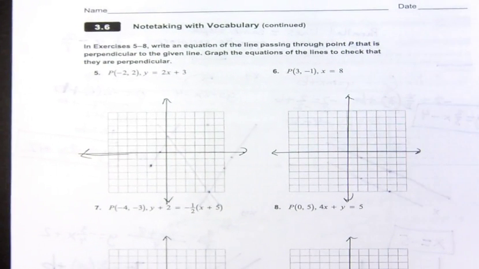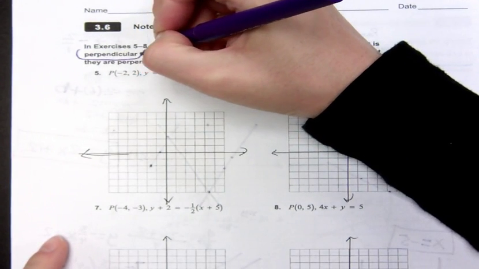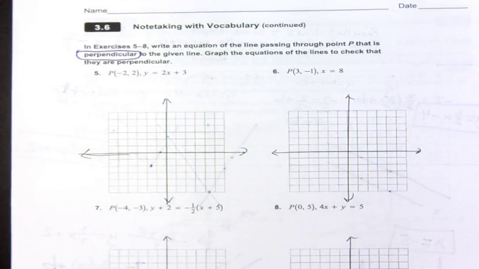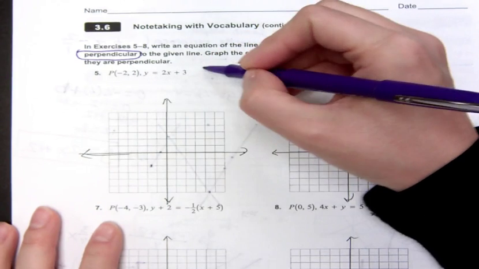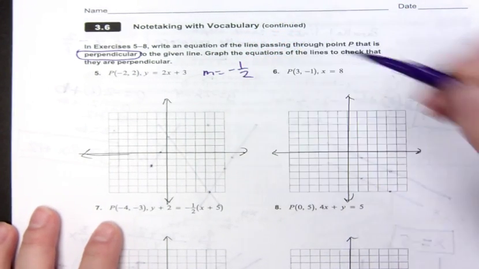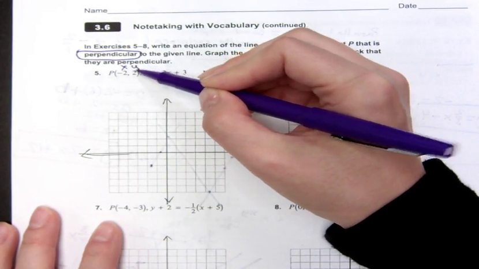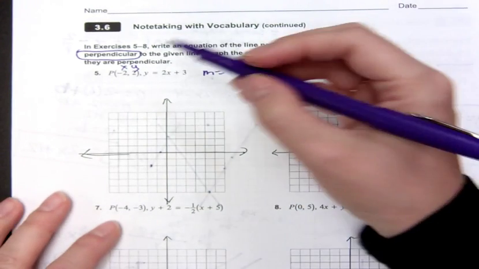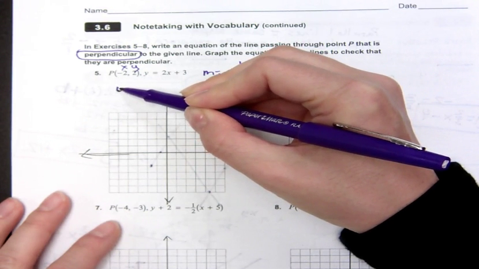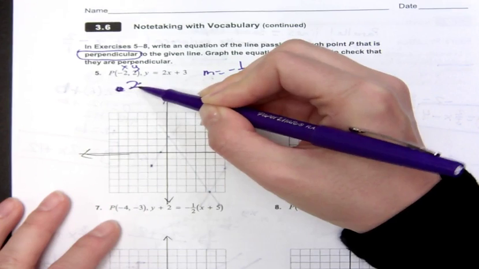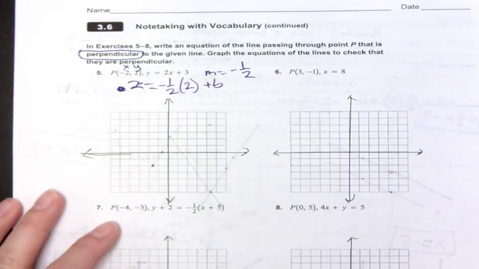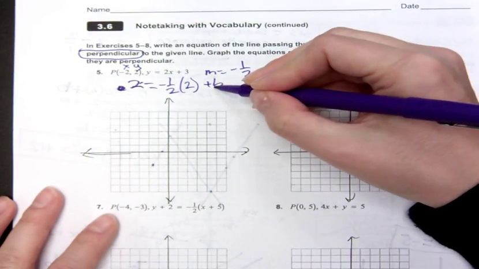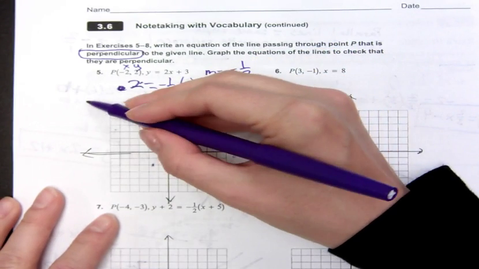Alright, what's different about this last page? Perpendicular. So what type of slope do we need for perpendicular? Reciprocal, opposite. Opposite reciprocal. So what's the new slope going to be in number 5? -1/2. And so I plug my points in to get 2 equals -1/2 times 2 plus b. And then I solve for b.